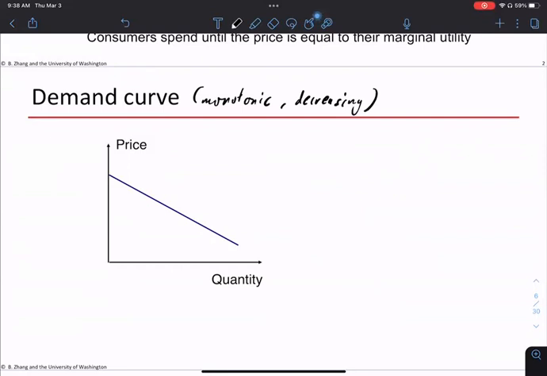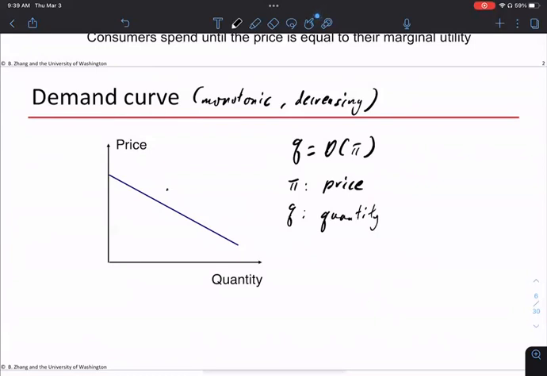The way to write it is Q equals D of pi. This is just standard notation in economics. Pi is the price, and Q is the quantity. So given the price, how much do you want to buy at this price?